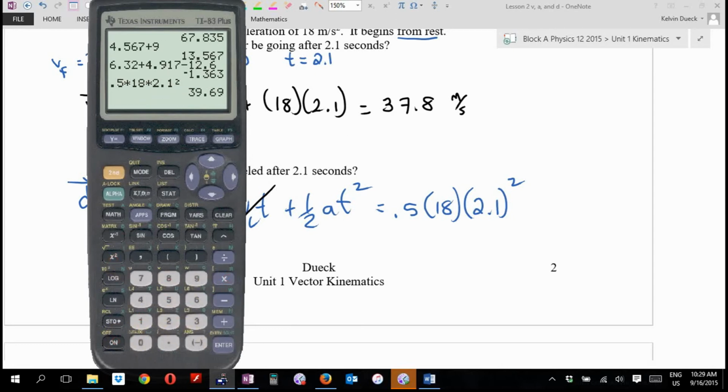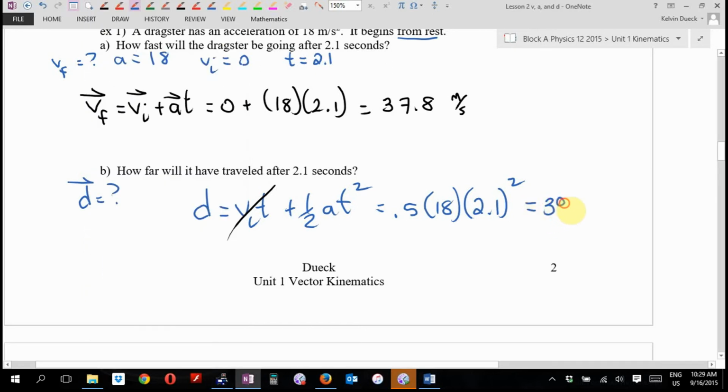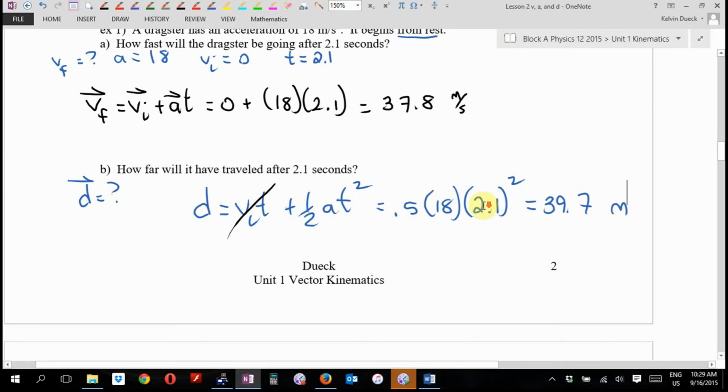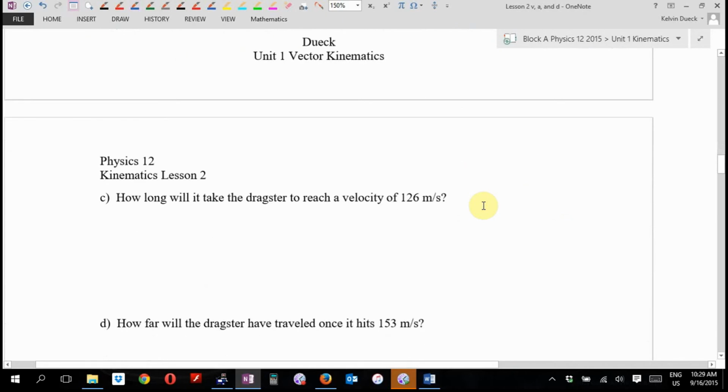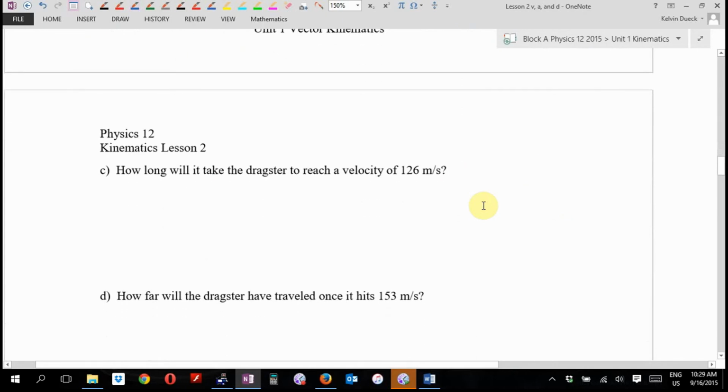You get 39.7? Meters. And you'll notice I rounded off to 3 sig figs without even thinking about it. C.